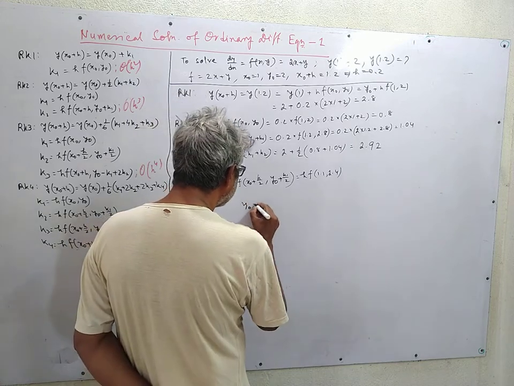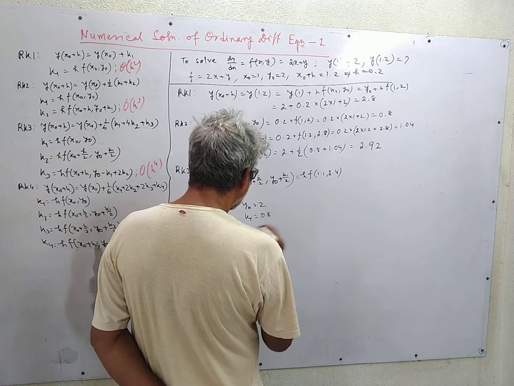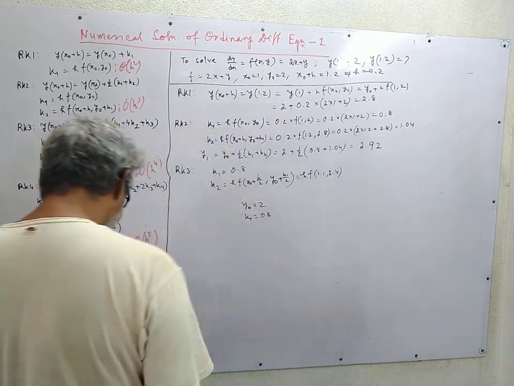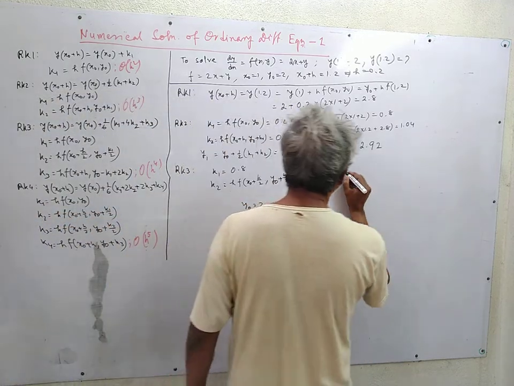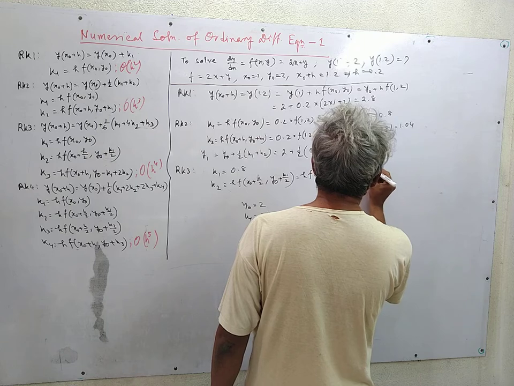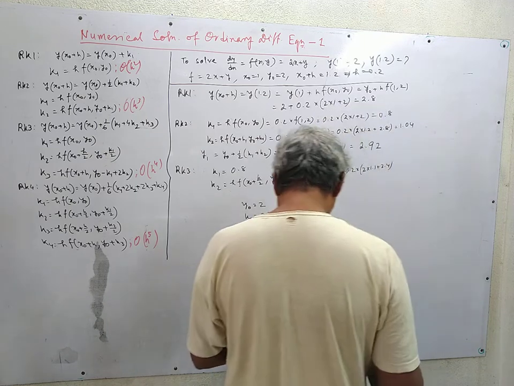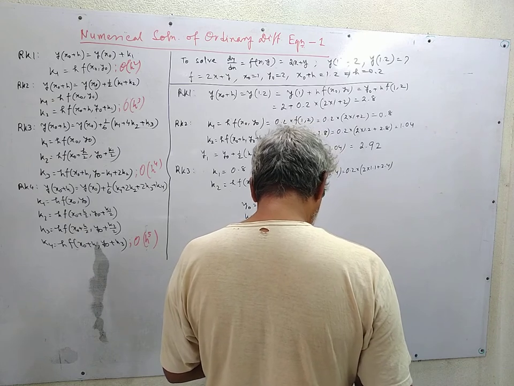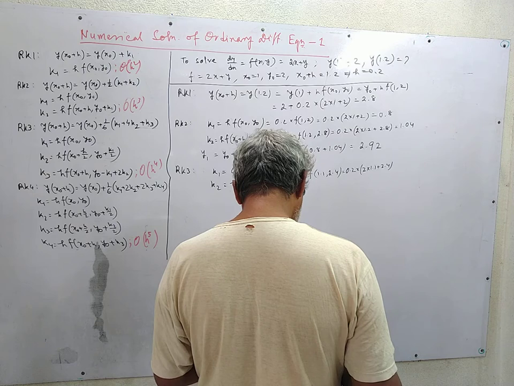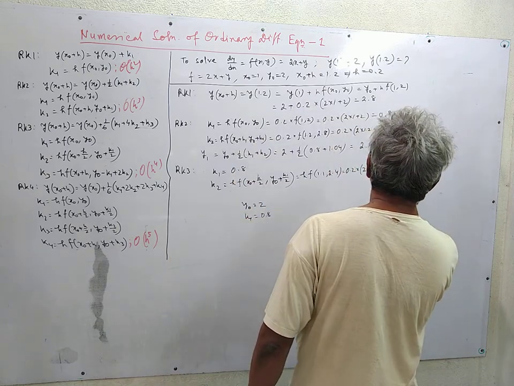y0 is 2 and k1 is 0.8, so y0 plus k1 by 2 is 2.4. That is to say, this is equal to 0.2 into 2 into 1.1 plus 2.4. On explicit calculation, it comes out to be 0.92.